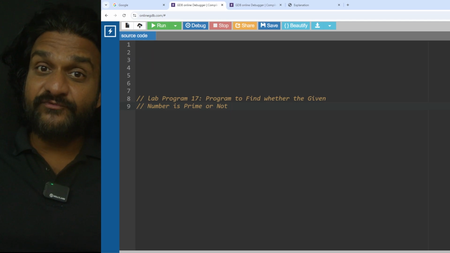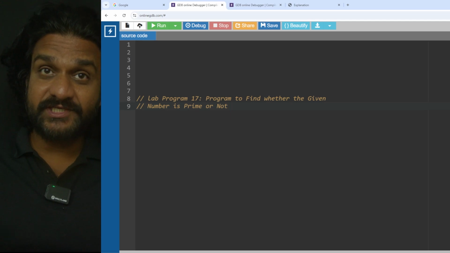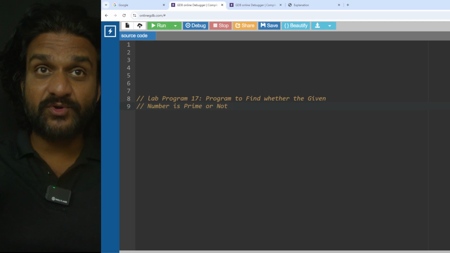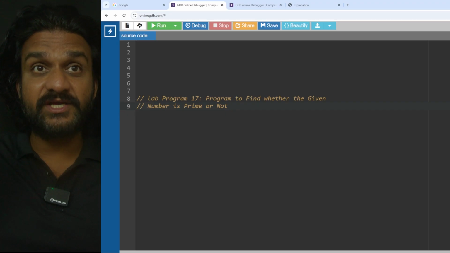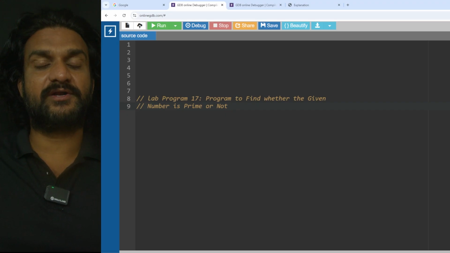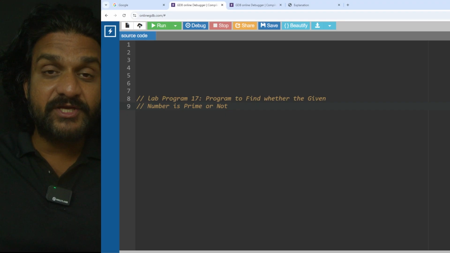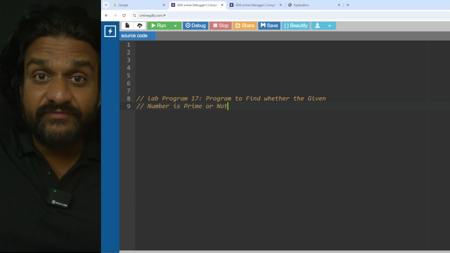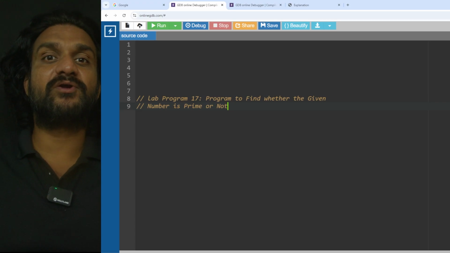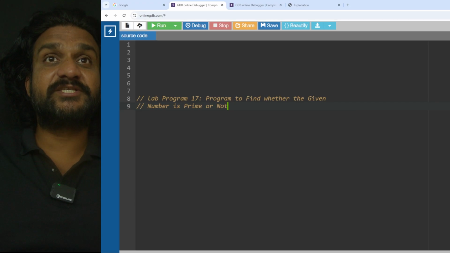Let's write the program for our lab program 17. What is the problem statement? It is a program to find whether the given number is prime or not. So given a number by the user, we have to find whether that given number is a prime number or not. So let's get started with the explanation.